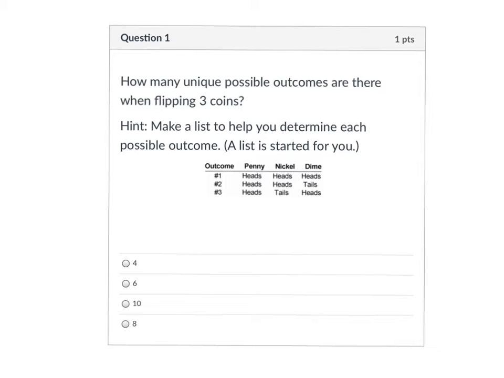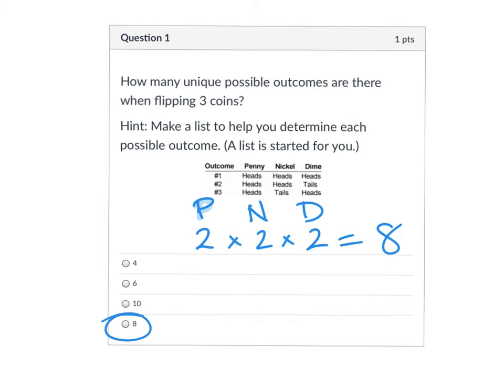So if we think about our first coin, it's a penny, and there are two possible outcomes, heads or tails. And then we have a nickel. There are two possible outcomes, heads or tails. And then we have a dime, two possible outcomes, heads or tails. So we can figure out the total number of outcomes using the fundamental counting principle, or we can continue that list. So I have 2 times 2 is 4, 4 times 2 is 8.